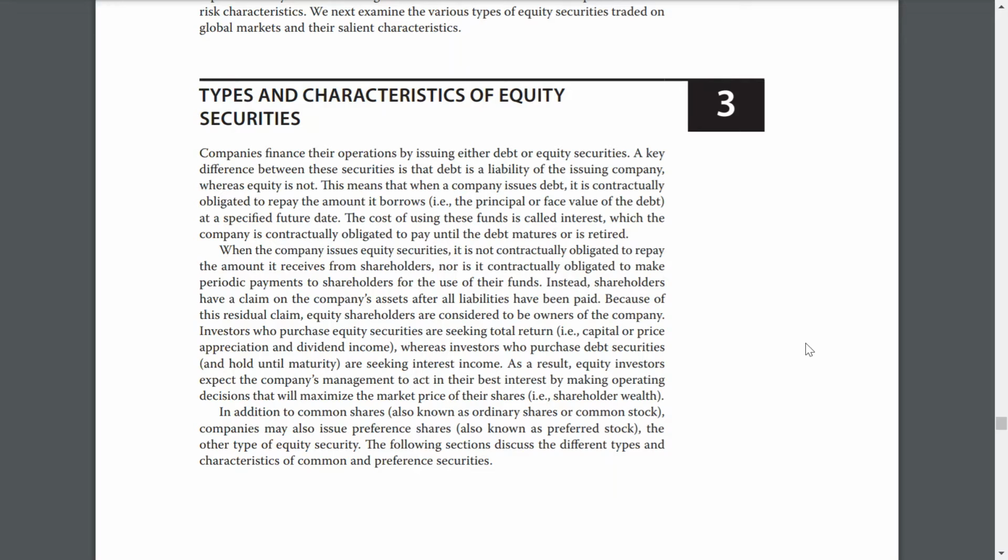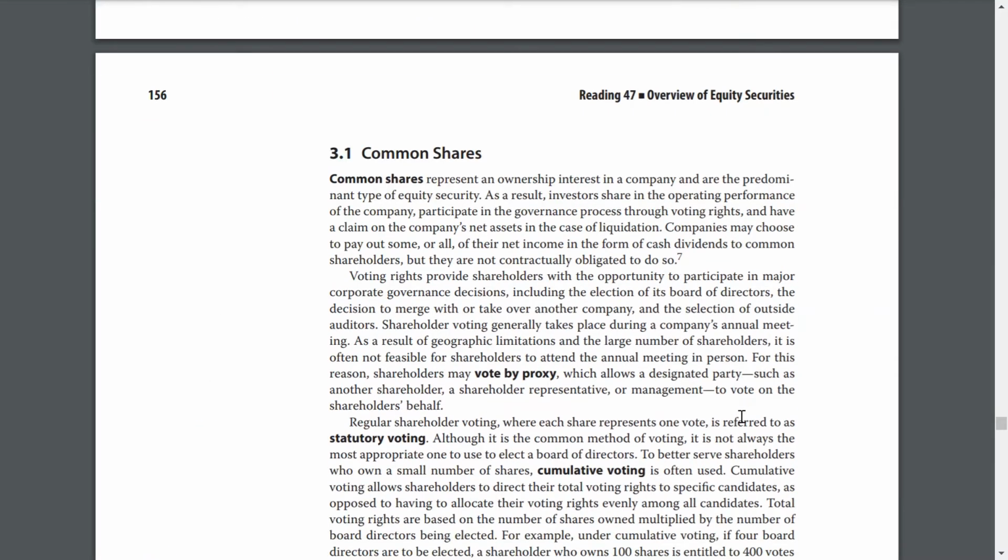In addition to common shares, companies may also issue preference shares, another type of equity security. The following section discusses the different types and characteristics of common and preference securities. Common shares represent an ownership interest in a company and are the predominant type of equity security. As a result, investors share in the operating performance of the company, participate in the governance process through voting rights, and have a claim to the company's net assets in the case of liquidation. Companies may choose to pay out some or all of their net income in the form of cash dividends to common shareholders, but are not contractually obligated to do so.